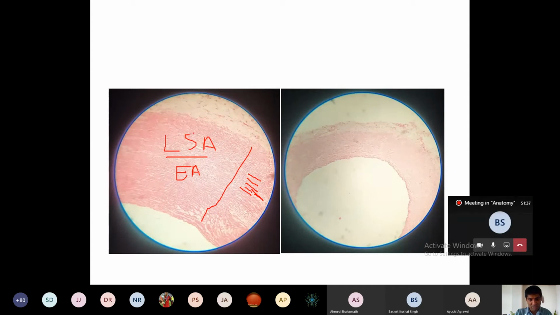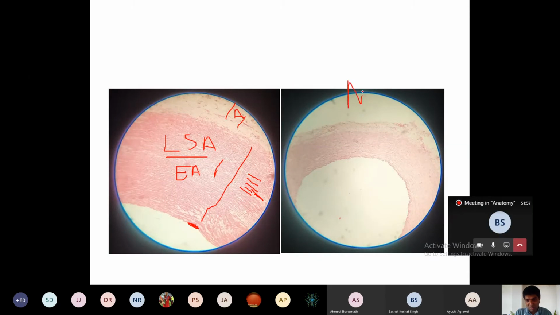Also known as the large size artery. And outside, adventitia. These 3 layers you always have to write. First of all, you have to write 3 layers. This is the adventitia, this is tunica media, and this inner side is the tunica intima. It is lined by the endothelium, squamous epithelium. So this point we can write here.